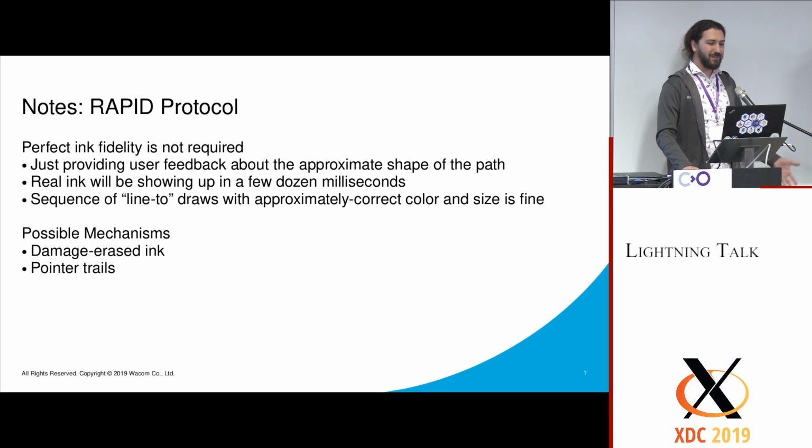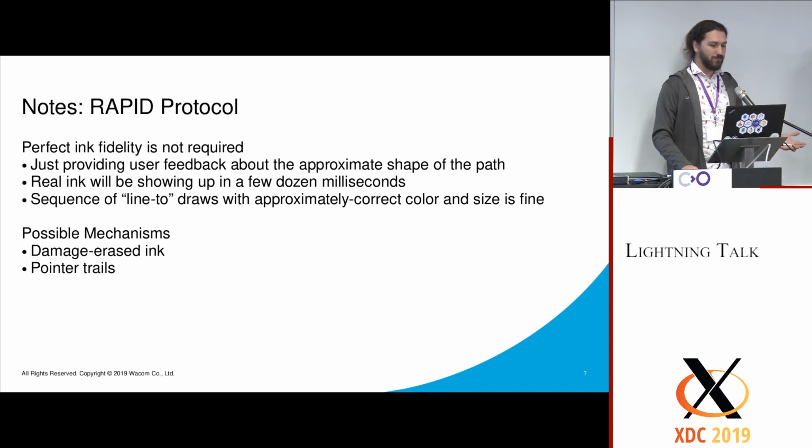So like I said, perfect ink fidelity is not really required for this to work. We're just providing some feedback so that the user can get an idea of what's happening. The real ink is going to be there in a few dozen milliseconds. And so just doing a sequence of line twos, totally fine. Approximating the color, brush is totally fine. You don't need the exact brush outline.